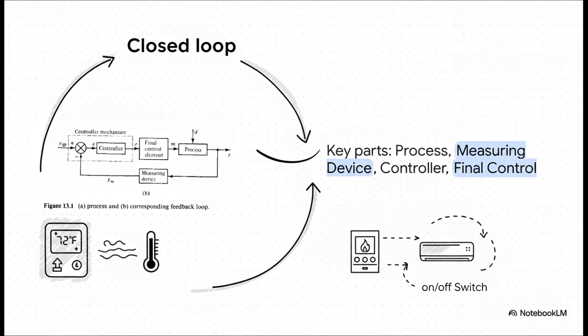The process. That's just the air temperature in your room. The measuring device is the little thermometer inside the thermostat that's checking that temperature. The controller is the circuit inside that compares what it's measuring to the temperature you actually want. And finally, the final control element. That's the switch that physically turns your furnace or your air conditioning on or off. See? It's a closed loop.